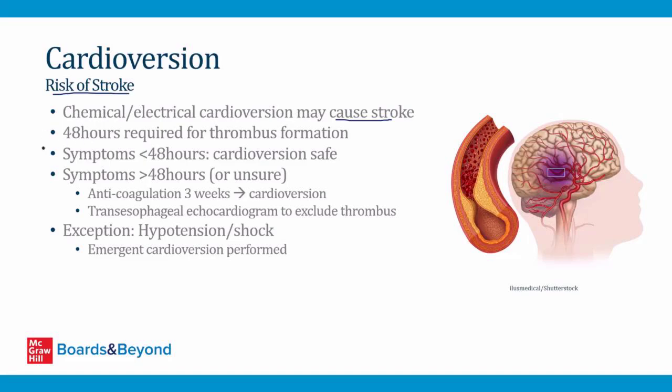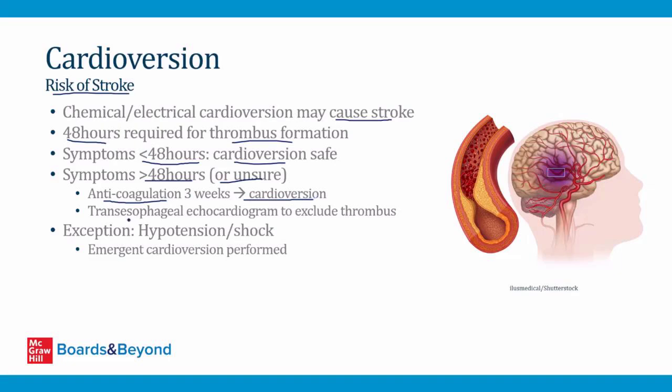Now, studies have shown that it takes 48 hours for thrombus to form inside the heart in a patient in AFib. So if the patient has clear-cut symptoms of AFib that began less than 48 hours earlier, then cardioversion is safe. On the other hand, if the patient's symptoms of AFib began more than 48 hours ago, or the patient's unsure when they started, then you have to do one of two things to minimize the risk of stroke at the time of cardioversion. One option is to anticoagulate the patient with drugs, which we'll talk about in a minute, for 3 weeks, and then you can safely perform the cardioversion.